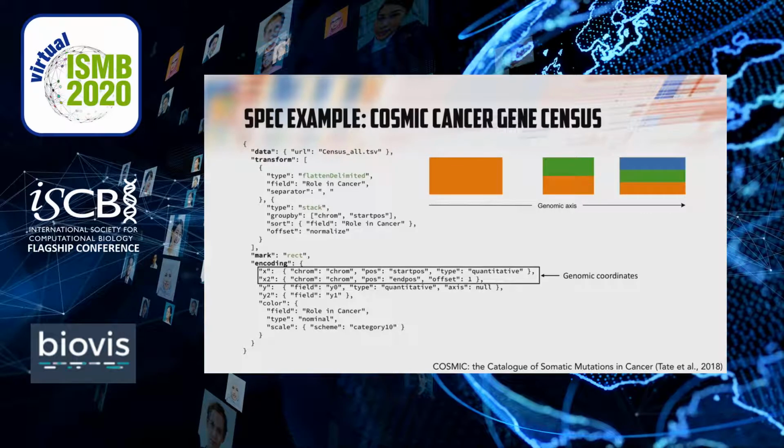However, the visualization also contains an annotation track. The cosmic cancer gene census is a set of cancer-related genes. Each gene has a number of attributes, including the genomic coordinates and the role in cancer. Because the genes may have multiple roles, the visualization design requires some creativity. In this example, the census data is first transformed. The comma-separated roles are split or flattened, and subsequently a stacked layout is computed. Finally, each role is displayed as a stacked colored rectangle.